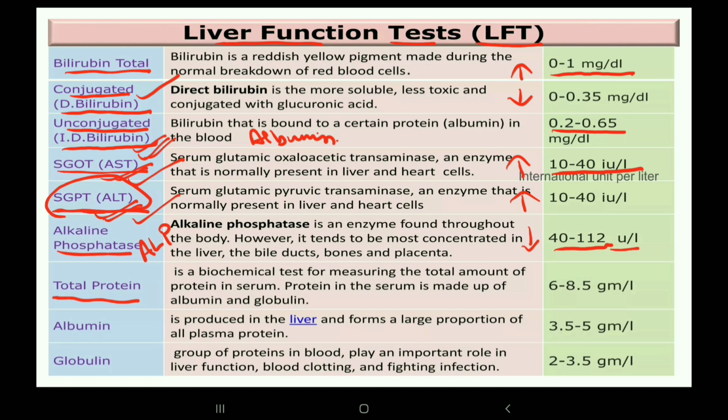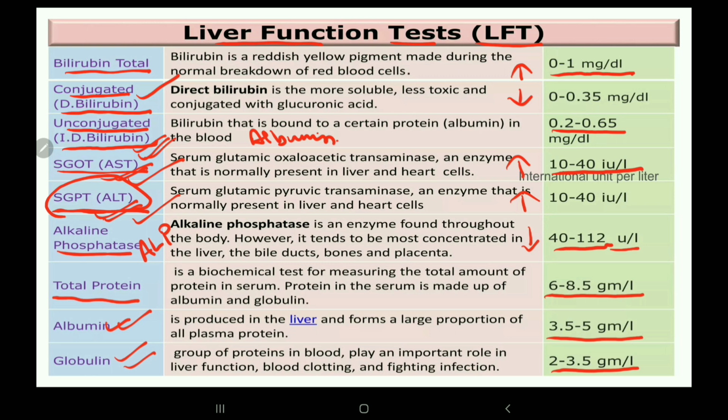If the liver is damaged, proteins are not properly processed and the waste products may build up and affect the brain. Now, total protein measures albumin and globulin. Albumin and globulin are two types of proteins in your body. Let us quickly see the normal value of all the three. So, the normal value of total protein is between 6 to 8.5 gram per liter, and the normal value of albumin is between 3.5 to 5 gram per liter, and the normal value of globulin is between 2 to 3.5 gram per liter. Now, what is the role of albumin in the body?